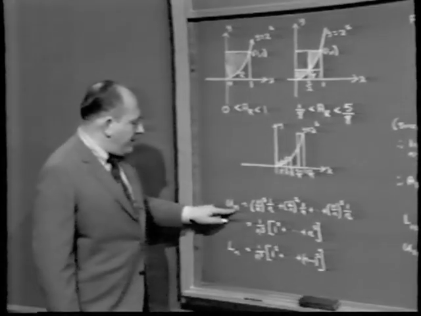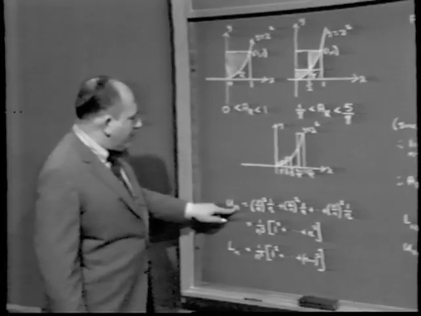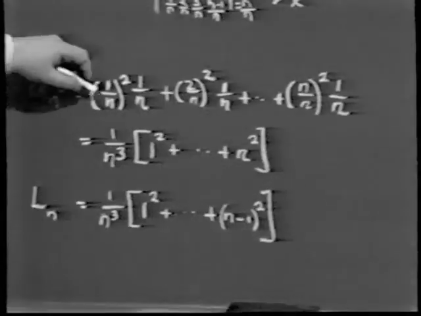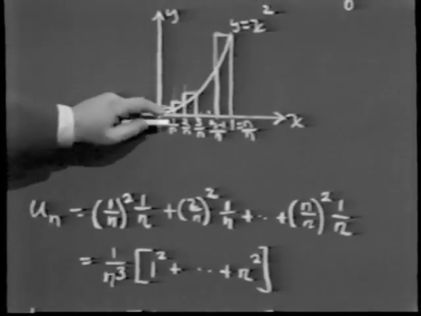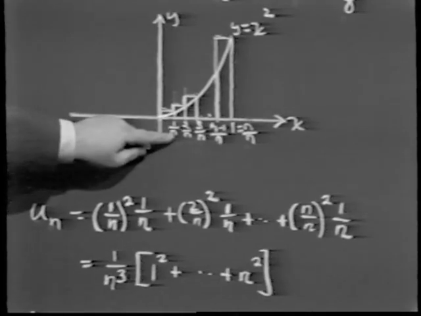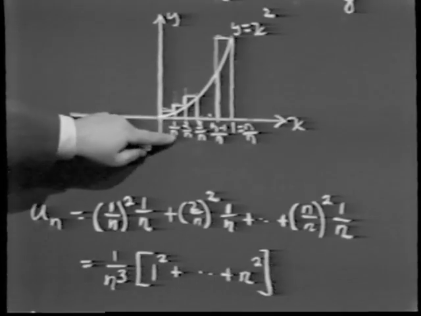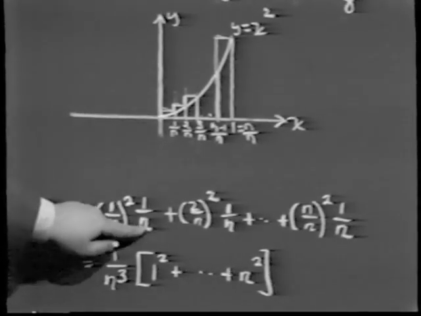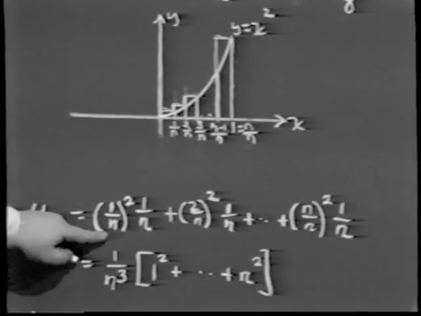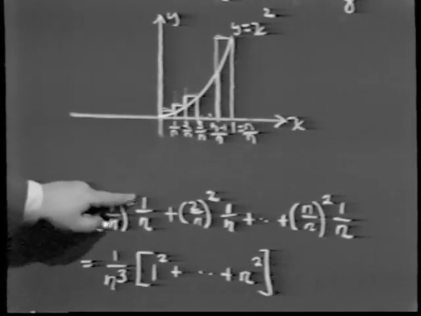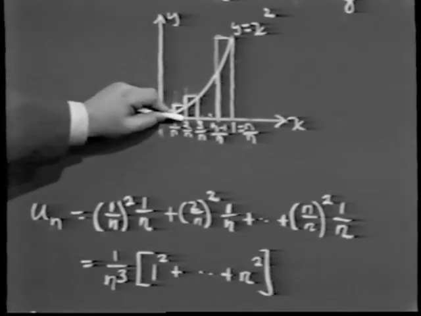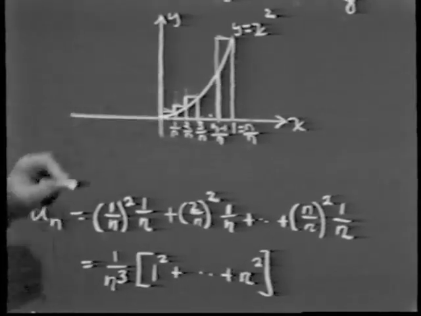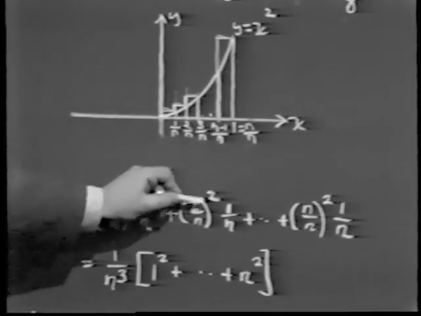And what will U sub n be? It's the sum of the areas of these circumscribed rectangles, and it's not difficult to see from this picture. Let's take a look. Since this rectangle has its height corresponding to the x-coordinate equaling 1 over n, and since the y-coordinate is the square of the x-coordinate, the height of this rectangle will be 1 over n squared. The base is 1 over n, so the area of that circumscribed rectangle is 1 over n squared times 1 over n. Similarly, the next rectangle here has its height corresponding to the x-coordinate 2 over n, so its height is 2 over n squared.